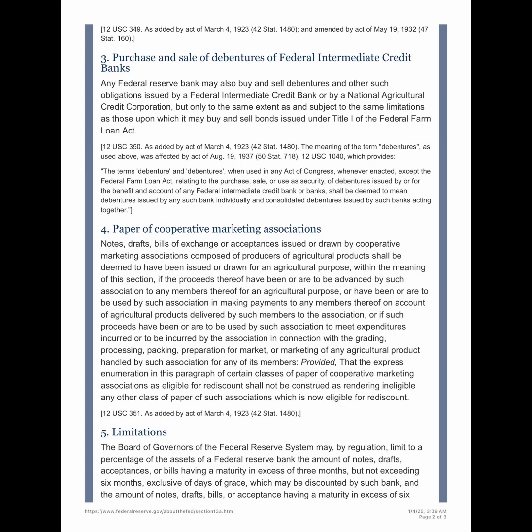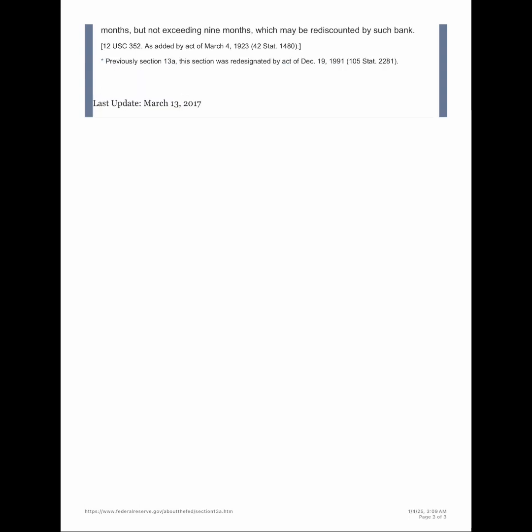The section also mentions rediscounts for federal intermediate credit banks. Can you explain that? Yes, this expands the reach of the program. Federal Reserve banks can rediscount notes from these credit banks, further channeling credit into the agricultural sector. This is a crucial layer of support, especially during times of economic stress.